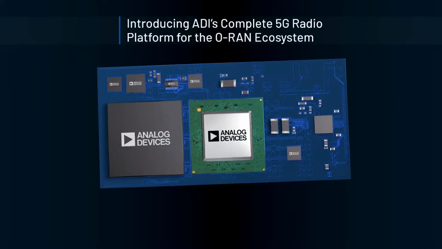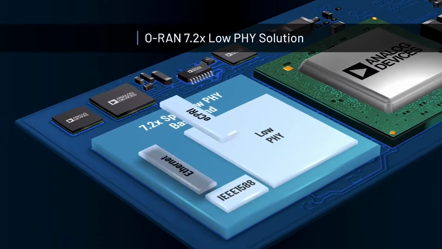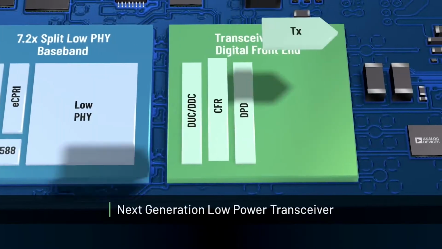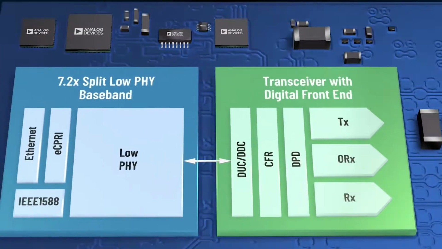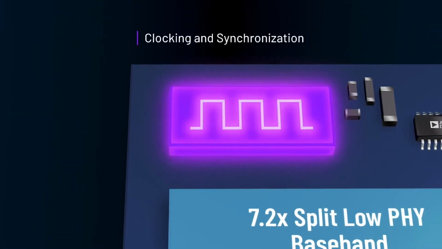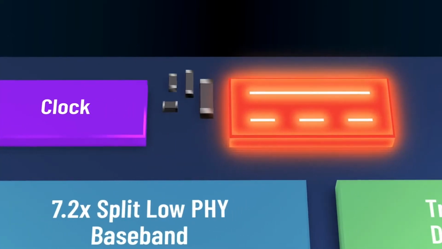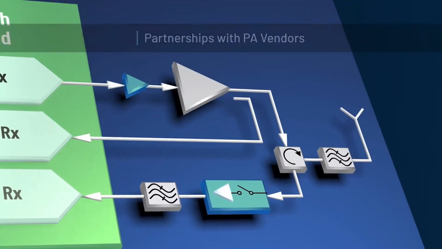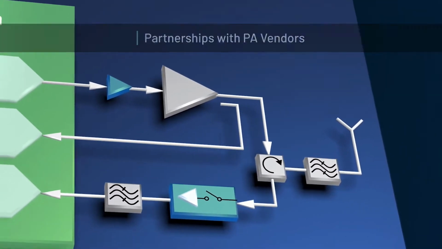This particular O-RU platform is a joint effort from Analog Devices, Intel, and Whiz Systems, which delivers a complete O-RAN compliant O-RU with 7.2 baseband split. The platform provides customers with a head start designing 5G radio units for the O-RAN ecosystem, easing the design burden and reducing time to market.